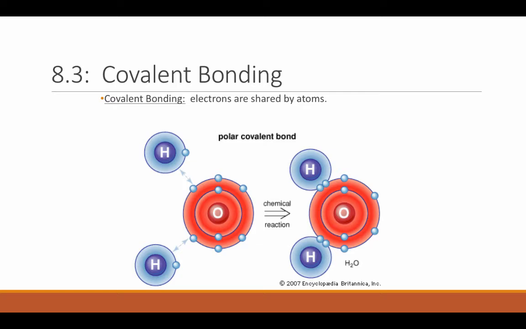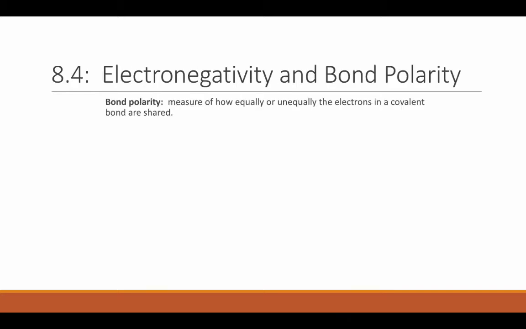These electrons can be shared evenly or unevenly. This determines whether or not the bond is polar. Bond polarity is a measure of how equally or unequally the electrons in a covalent bond are shared. The polarity of a bond is determined by the difference in electronegativity. Recall that electronegativity describes the ability for an atom in a bond to pull electrons towards itself.